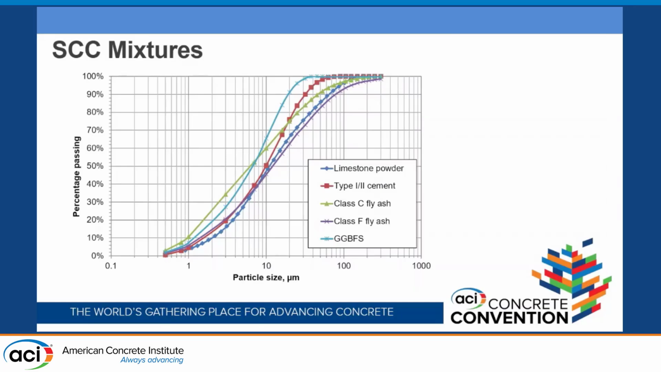For the different powder materials we used in the project, of course, Type I cement, and Class F and C fly ash, and slag, as well as limestone powder. You can see in the gradation, they're all very close to each other. The limestone powder is somewhat considered not very fine, because there are finer types than that, but that's what was available locally for this project. And you can notice also here that the slag pretty much is the finest material used in these mixes.